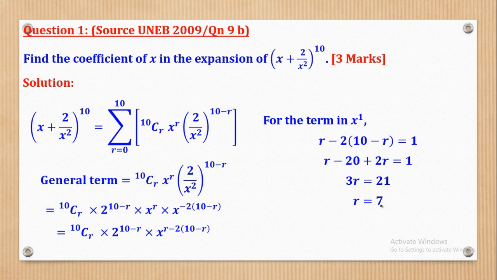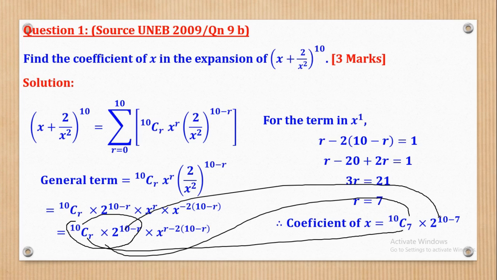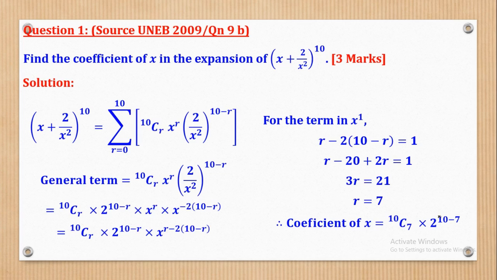After getting that value of r, you come here and say the coefficient will be this. So come and put it here, substitute for r. Here it was 10 power combination r, so it becomes 10 combination 7. Here it was 2 to power 10 minus r, so it becomes 2 to power 10 minus 7. And when I use the calculator, I come up with 960 as the answer.